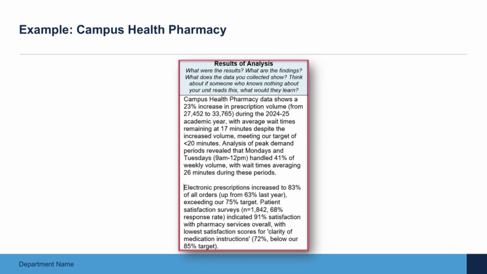Electronic prescriptions increased to 83% of all orders, up from 63% last year, exceeding our 75% target. Patient satisfaction surveys, N equals 1,842, with a 68% response rate, indicated 91% satisfaction with pharmacy services overall, with lowest satisfaction scores for clarity of medication instructions at 72%, below our 85% target. This analysis shows both successes in efficiency and areas needing improvement in communication.